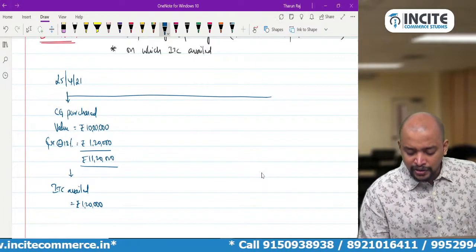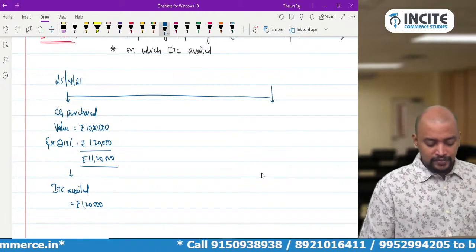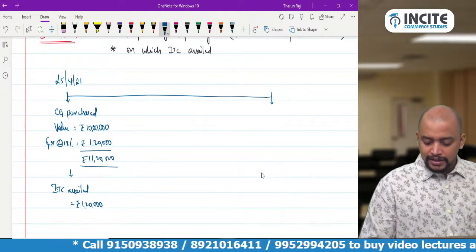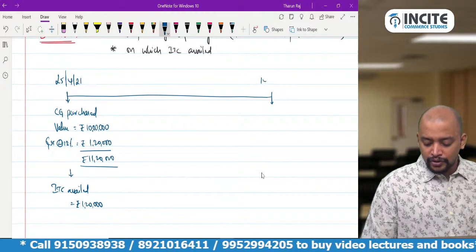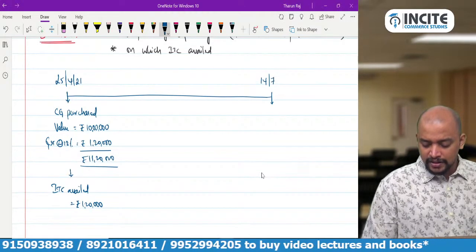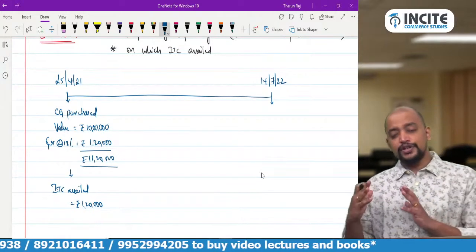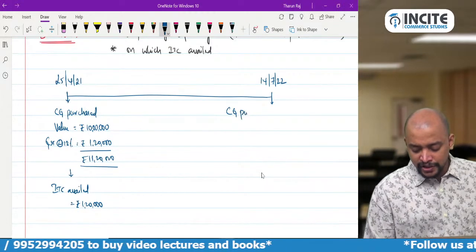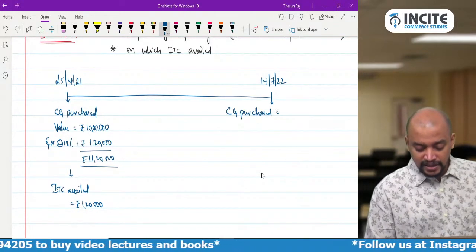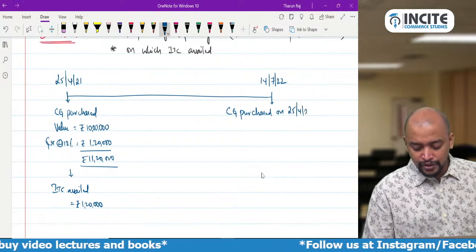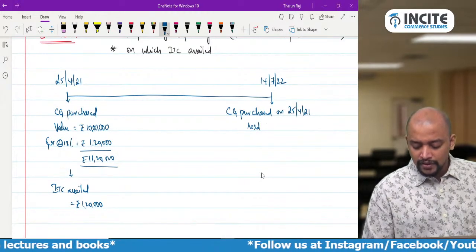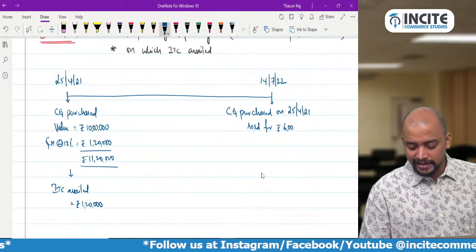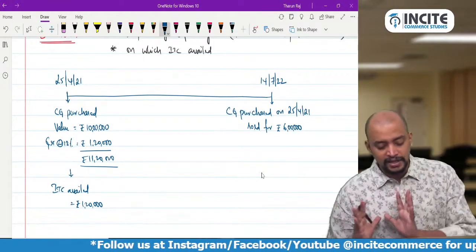Now from this date, you are using it and you are disposing it off on, say, 14/7/2022. You are disposing it off on 14/7/2022. Capital goods purchased on 25/4/2021, sold for rupees 6 lakhs. Okay, this is the situation.